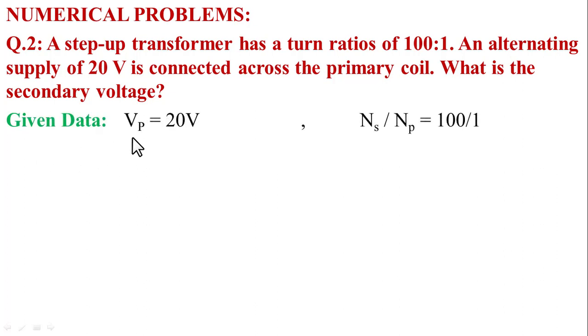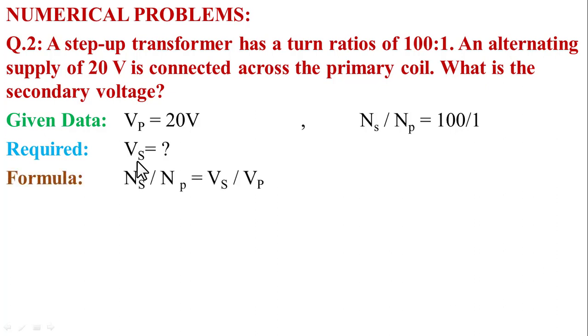In given data, Vp, voltage on primary coil, is equal to 20 volt. The ratio of Ns over Np, number of turns on secondary coil divided by number of turns on primary coil, because this is a step-up transformer, is equal to 100 divided by 1. Now we require the voltage of secondary coil. Now we can use the formula: Ns over Np is equal to Vs over Vp.